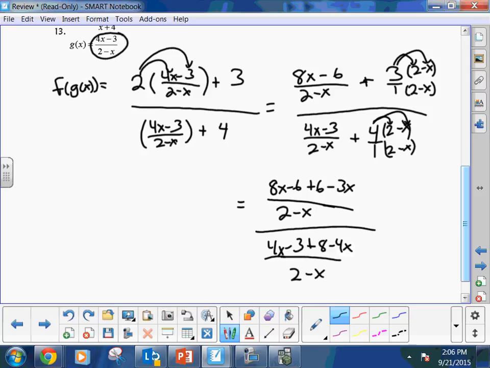minus 4x. And when I simplify this, I'll get that these will cancel out. I'll be left with 5x over 2 minus x. And then over here, these will cancel out, and I'll be left with 5 over 2 minus x.